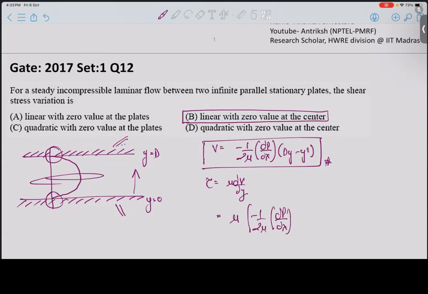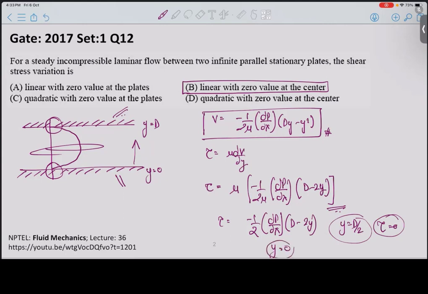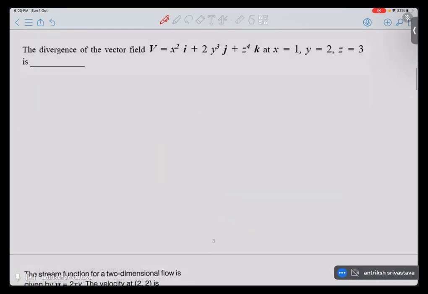a linear equation which is 0 at the center and maximum at the edges. So you see, this is your tau, that is minus 1 by 2 dp by dx (d minus 2y). So when y is equal to d by 2, that is the center, tau is equal to 0. And whenever y is equal to 0 or y is equal to d, your tau is maximum. So the answer is B. Let's go to the next question.